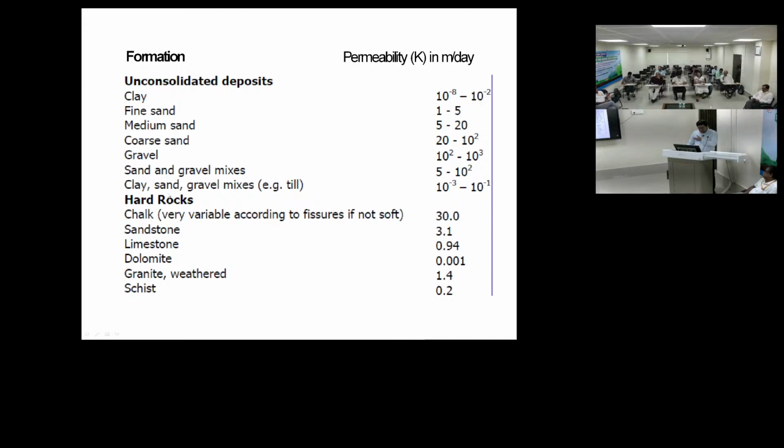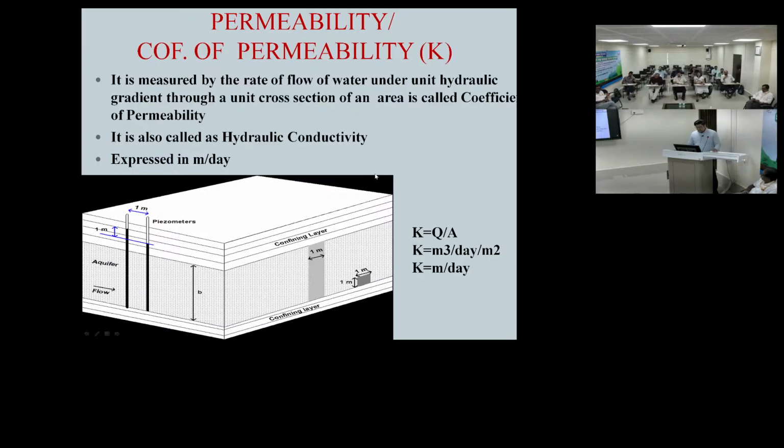You can see permeability is very low for clay, 10 to the minus 8 to 10 meter per day, and for coarse sand, 20 to 100 meter per day. So this is the coefficient of permeability, K. We call it the hydraulic conductivity, meaning how easily it can conduct. The ease of flow, or permeability, is defined as hydraulic conductivity.